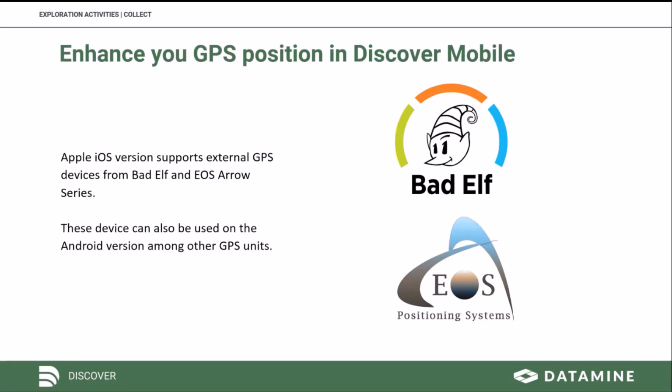GPS. So you can hook in external GPSs on Apple. These are the 2 types: the Bad Elf and the EOS Arrow. Android supports pretty much anything that connects up to it, but Apple's a little bit more restrictive, and that's what you can use to enhance your GPS positioning.